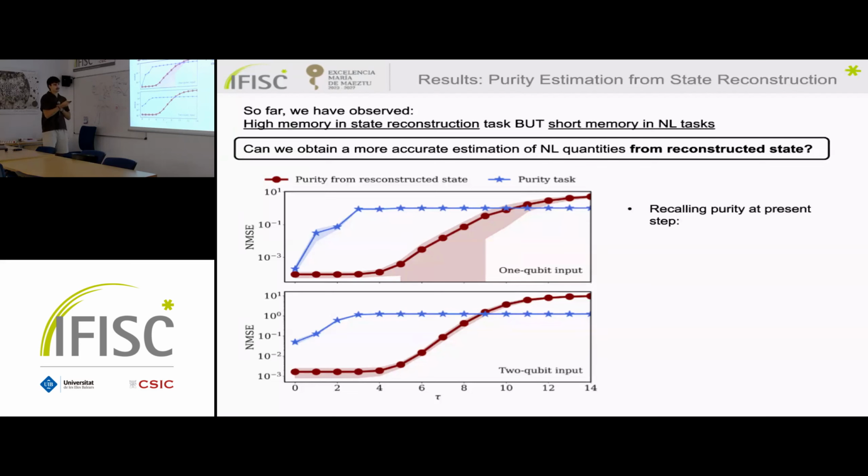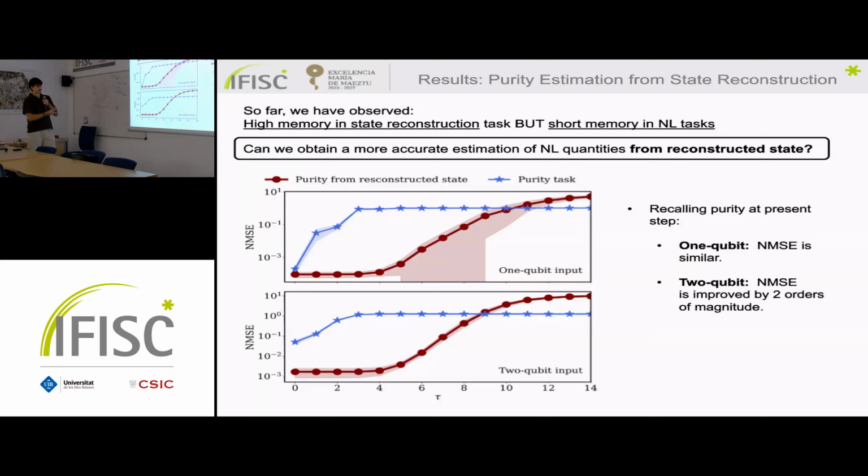As you can see, recalling the purity at the present state for the 1 qubit case is very similar. But for the 2 qubit input state, we have an improvement of 2 orders of magnitude. And as you may note, the most important thing is that we can sustain this performance for a larger memory. But it's important to recall that this brown line requires a post-processing step. So we have to compute manually the purity from the reconstructed state that we have achieved.